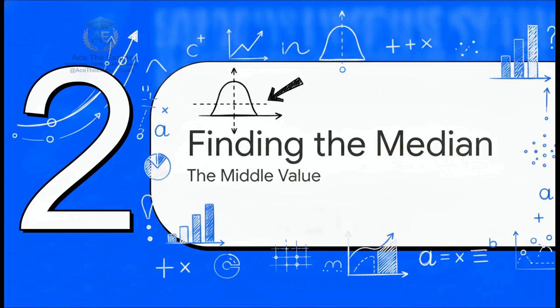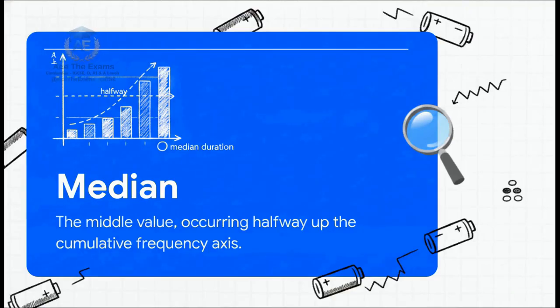Moving right along to Section 2, finding the median. All right, now that our cumulative data is graphed into a nice smooth curve, we can use it to find the true average. We call this the median. It's the exact middle value of our data set. And since we're using this cumulative graph, finding it is super visual. You just find the halfway mark on your y-axis. We tested 50 batteries, right? So halfway is 25. You literally just draw a line straight across from 25 until you hit your curve, and then drop straight down to the x-axis. That number right there, that's your median duration.